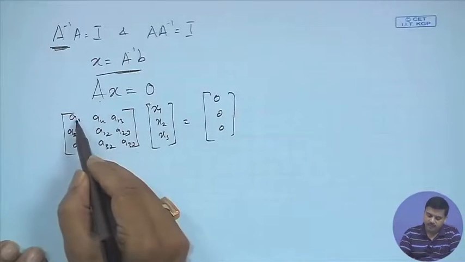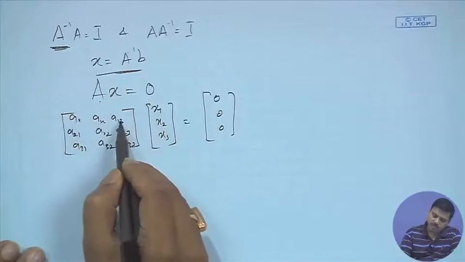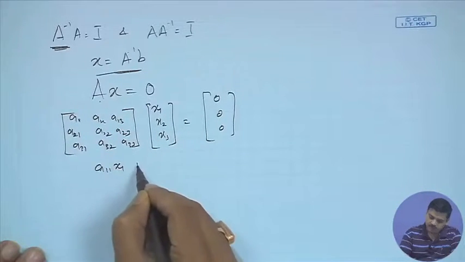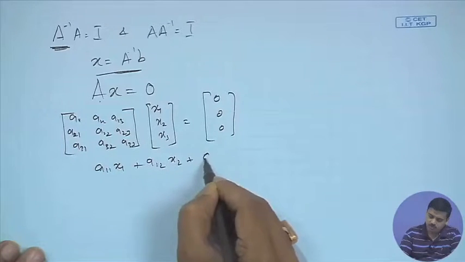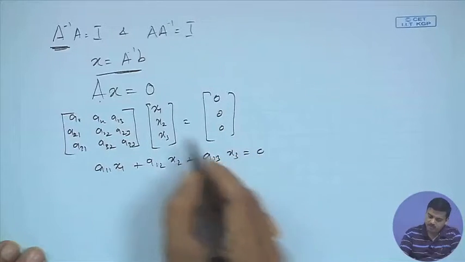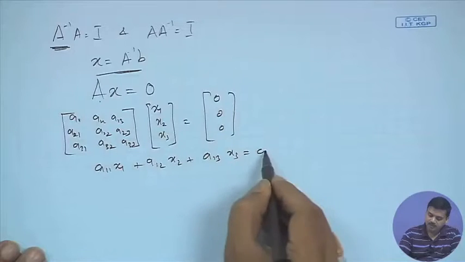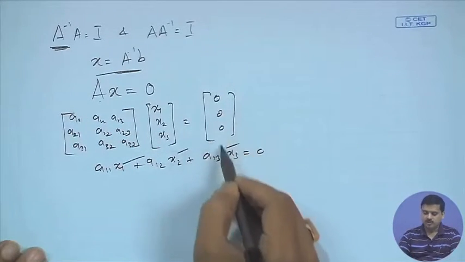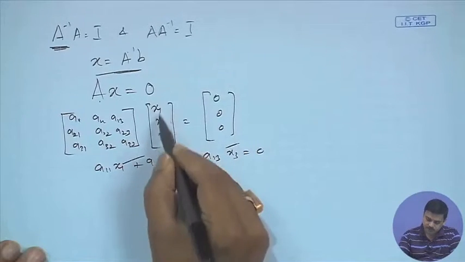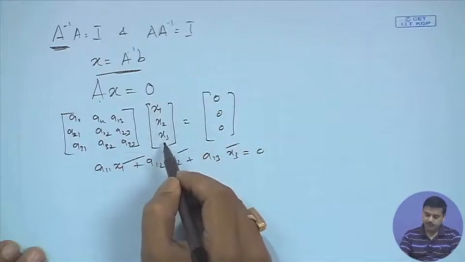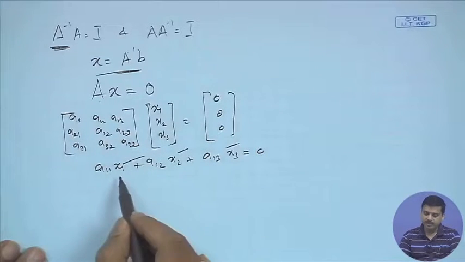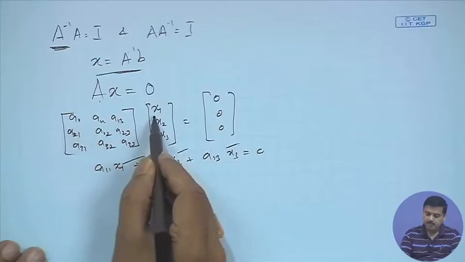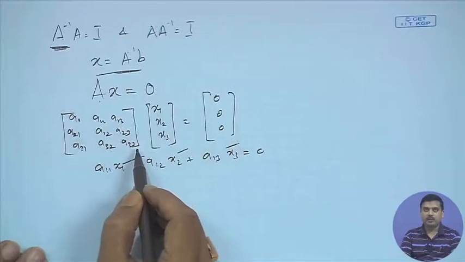So look at this equation. The first row is A11 times x1 plus A12 times x2 plus A13 times x3, equal to 0. Now this will be 0 if x1, x2, x3 are 0. So all of them will be 0. Now suppose x1, x2, x3 are non-zero. If they are non-zero, yet the product is going to 0, that means there is a certain combination of x1, x2, x3 such that this whole product is 0. Same with the other rows.